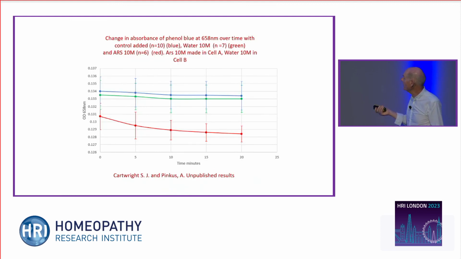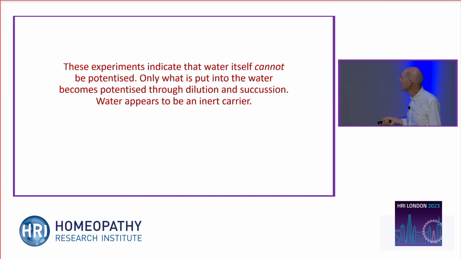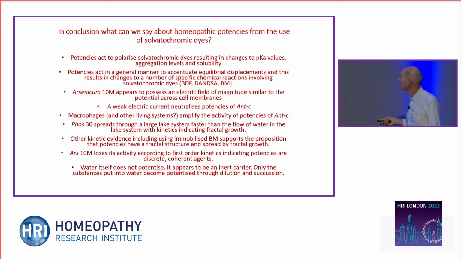So there we are. There's water, there's succussed water, and there's arsenicum 10M. That's using cell A. Switch round, and you get the same result, which suggests that water itself can't be potentized. It's only what is put into the water that becomes potentized through dilution and succussion. So water appears to be an inert carrier.